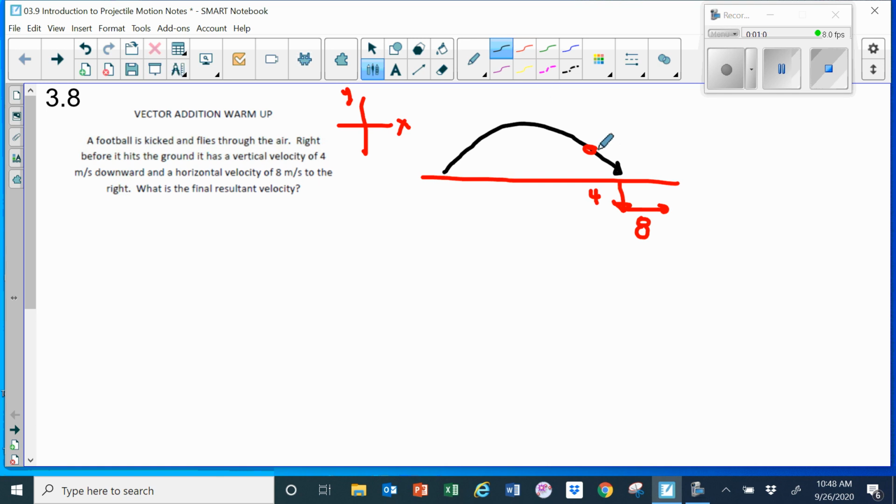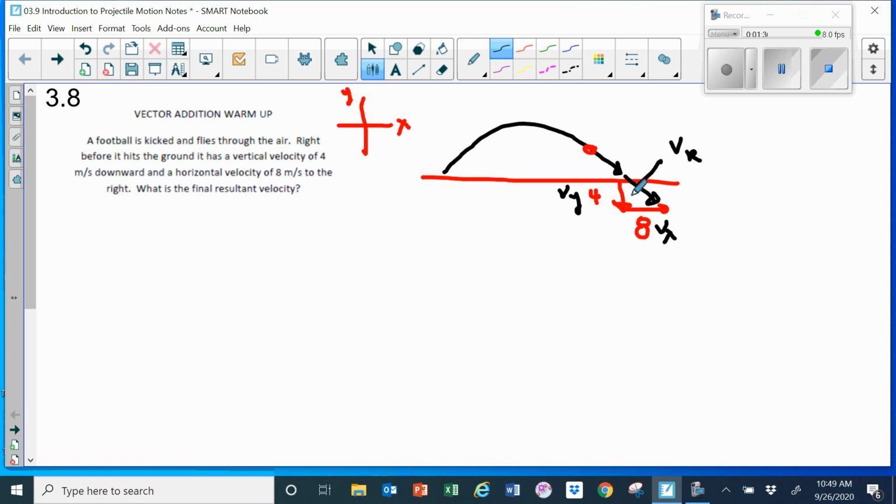Now the resultant velocity of this ball is basically along the arc of its travel. So this is the arc. The resultant velocity when it hits the ground actually looks like this. This would be the resultant velocity, VR. This would be the vertical velocity, which I would call Vy, and this I would call Vx.